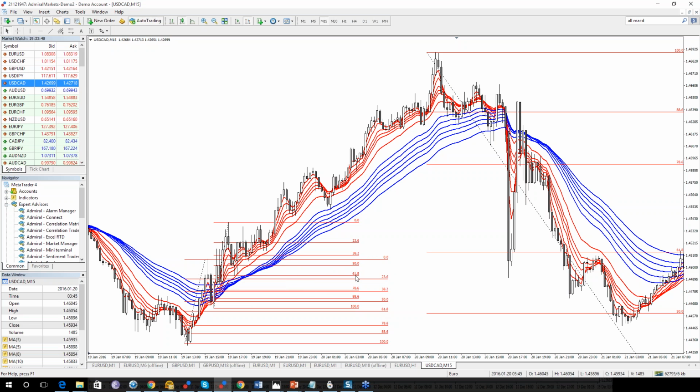So pay attention to this. This was a great confluence point. Look, 61.8 and 23.6, very close. And here the pin was formed. After the candle closed, red was still above the blue. So this was a valid entry.